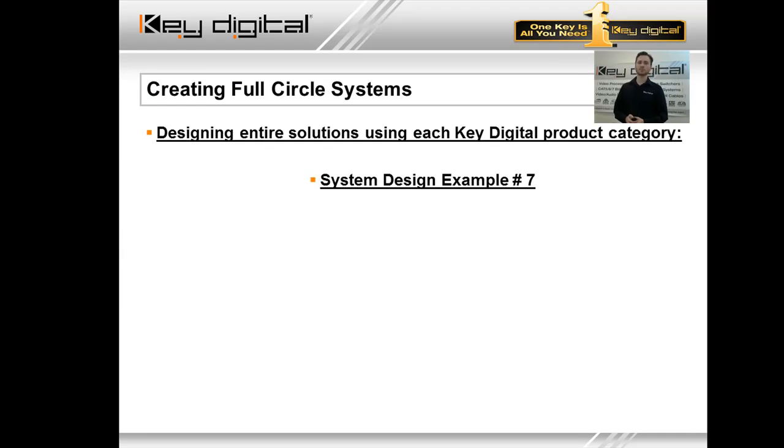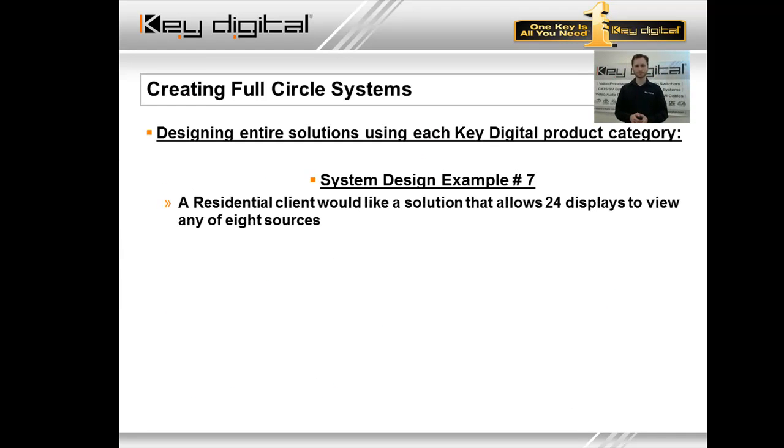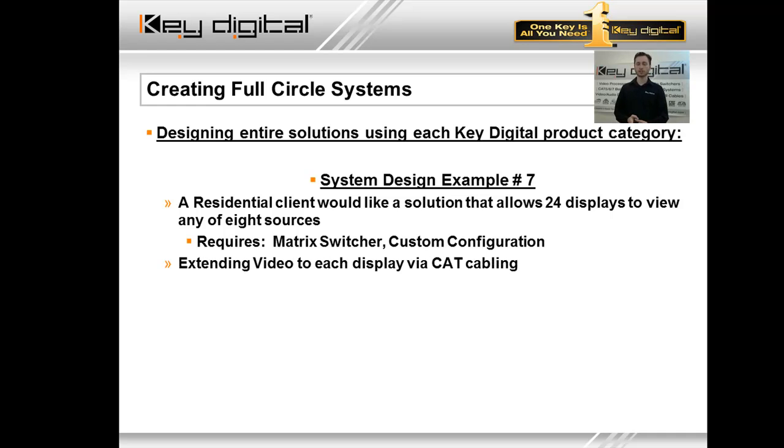Proceeding to system design example number 6. Here we're looking at a residential application where that customer would like a solution enabling 24 displays to view up to 8 sources. We're going to be utilizing a matrix switcher. Again, another custom configuration where you have to order that custom SKU so that we configure it for you here in the Key Digital factory. We're going to extend video to each display via CAT cabling. That'll use our bound devices.